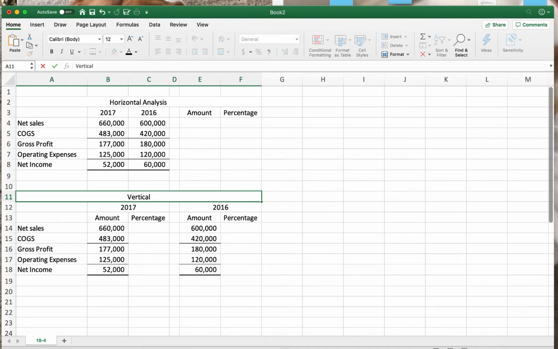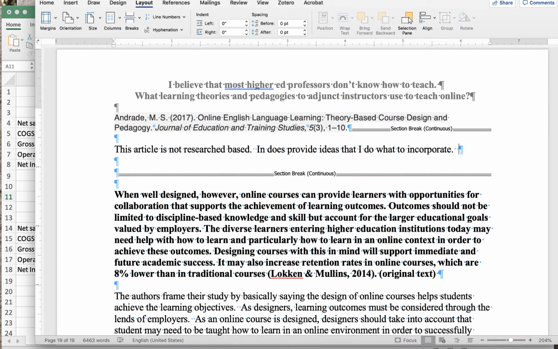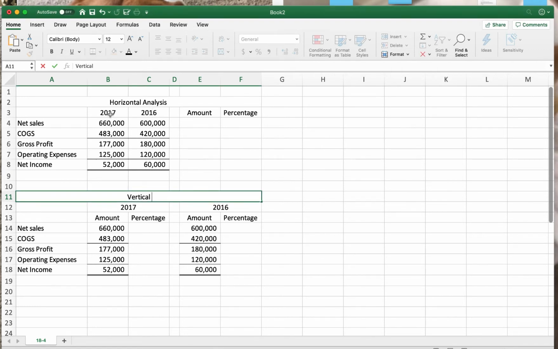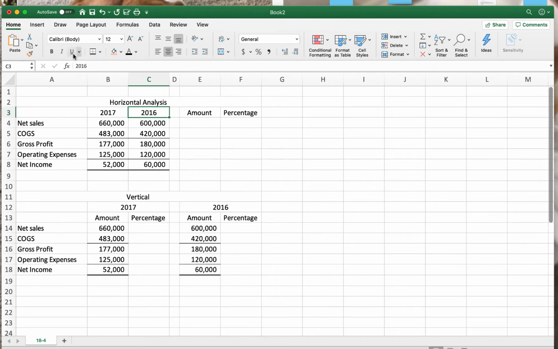I know we didn't get into the ratios yet, but I'll just demonstrate how to do those liquidity ratios. Okay, so looking at the horizontal analysis, remember we go from left to right or right to left, depending on how it's set up, right? So 2016, that's our base year. We're going to compare everything to 2017, okay?